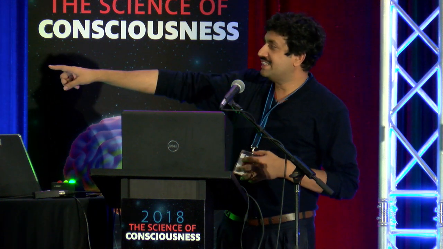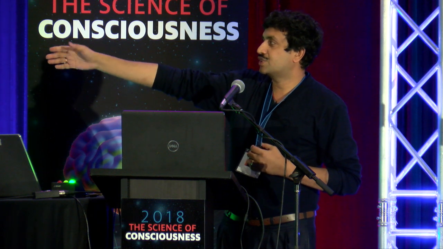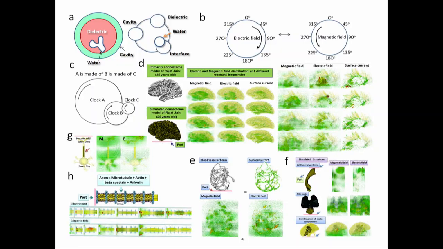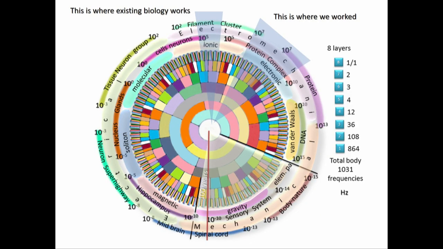And third is microtubule, fourth is neurons, and so on and so forth. In all these cases, the studies were carried out. This is the brain data of Rajat Jain, age 25. He simulated it and found the time crystals. So this is a clock inside a clock inside a clock inside a clock network for the whole brain. Just to tell you, conventional biology works in a small domain of milliseconds.